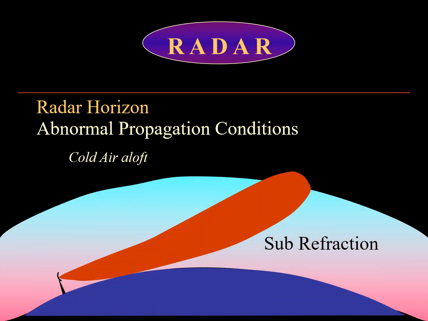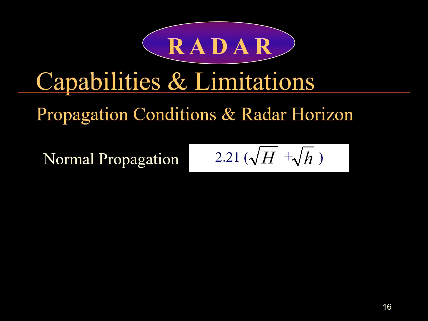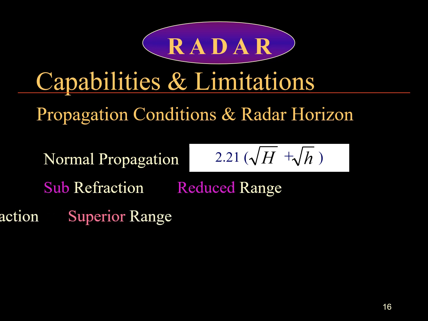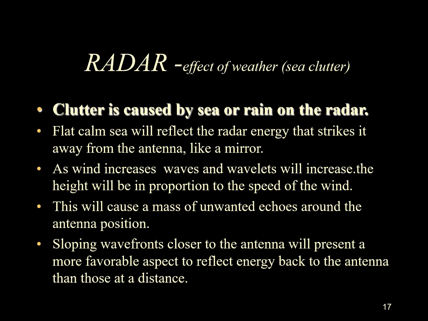This is the diagram showing you sub-refraction where colder air is aloft. Temperature is falling more rapidly with height. In the other, super-refraction, we had temperature increasing with height. We had the concept of temperature inversion. So here we have the formula for the normal propagation, and then this is just a summary of what we've talked about so far.